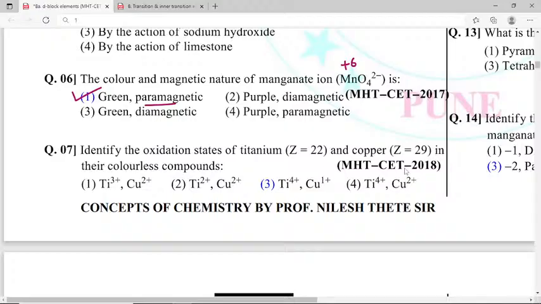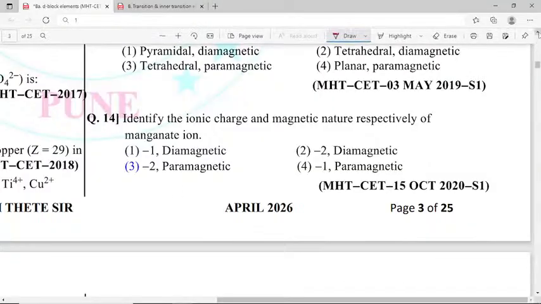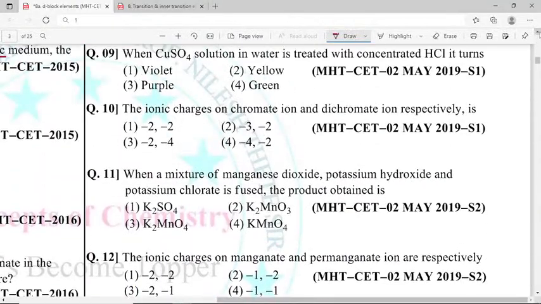Identify the oxidation state of the titanium and copper in the colorless compound. In the colorless compounds, titanium plus 4 and copper 1 plus, there is no unpaired electron. Unpaired electron is equal to 0. Always remember, if there is no unpaired electron, it is colorless. Number of unpaired electrons 0, it is colorless.